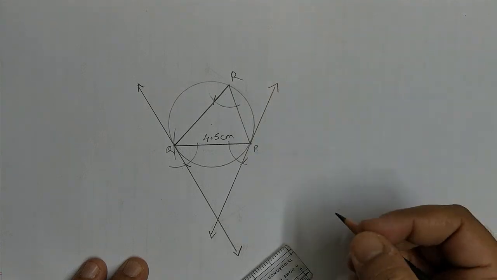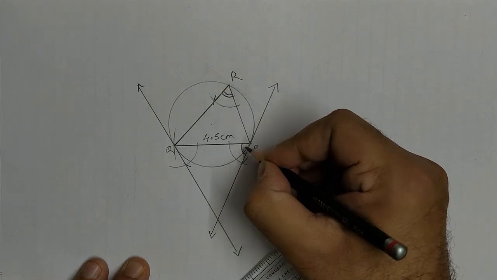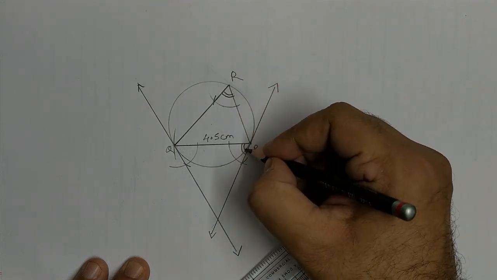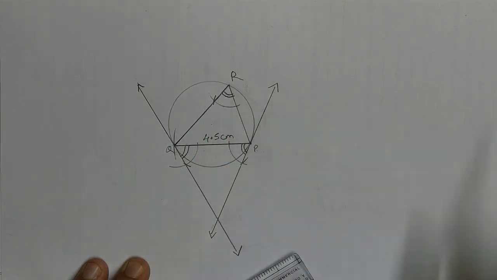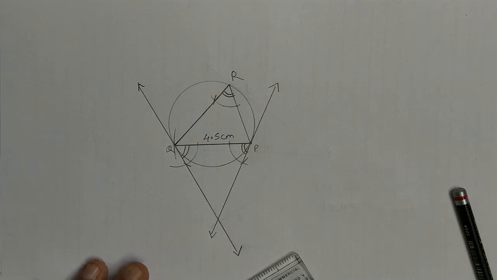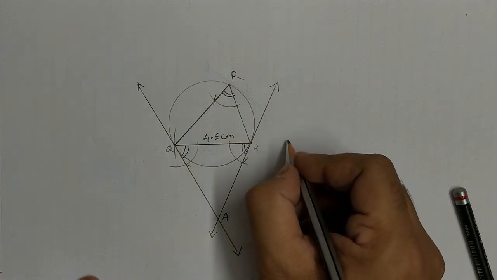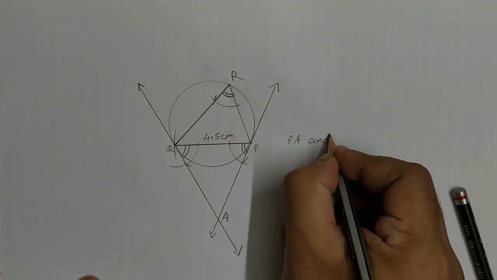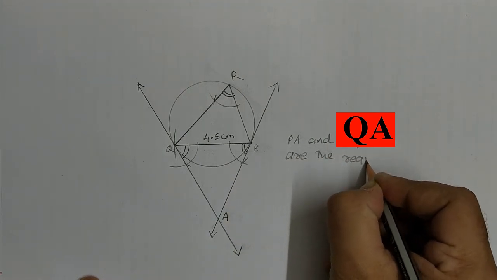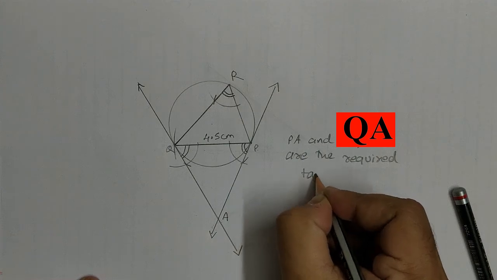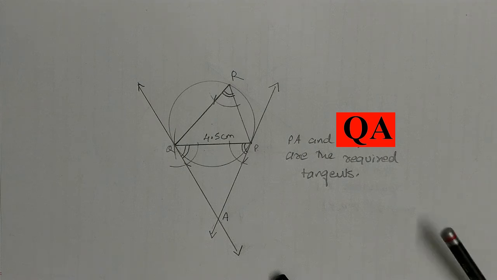So basically what we did, students, we constructed this angle and this angle equal, and this angle and this angle equal. This particular property is called angles in alternate segments. Let me name this point as A. So the required tangents are PA and QA. This is how we draw tangents without using the center.